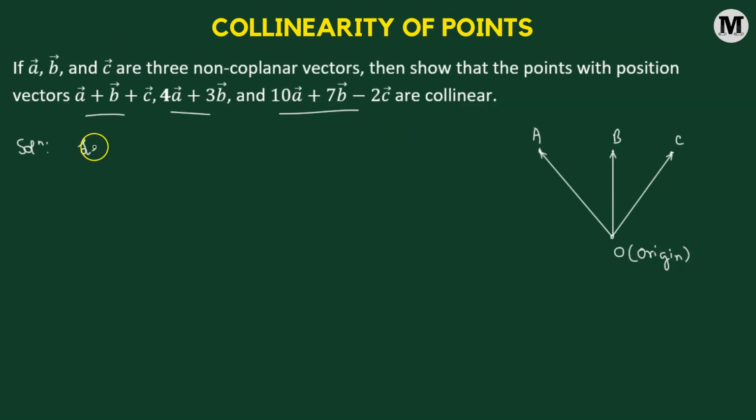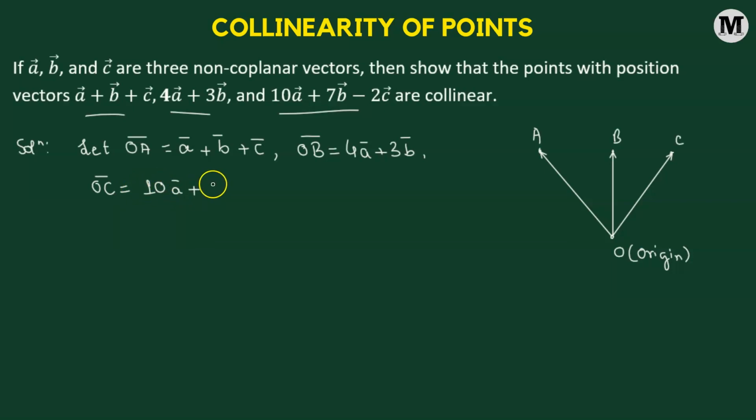So here we're going to assume that OA vector is going to be the position vector of point A. Let's say this is denoted by A vector plus B vector plus C vector. Next, we're going to consider the position vector of point B. Here we have OB vector. Let's say this is represented by the vector 4A vector plus 3B vector. And then we have the position vector of point C. We're going to denote it by the vector OC. Now let's say this is given by 10 times A vector plus 7 times B vector minus 2 times C vector. Now we have to show that these points A, B and C are collinear.